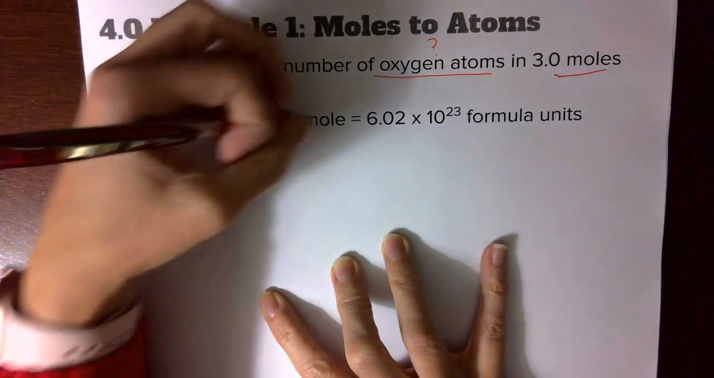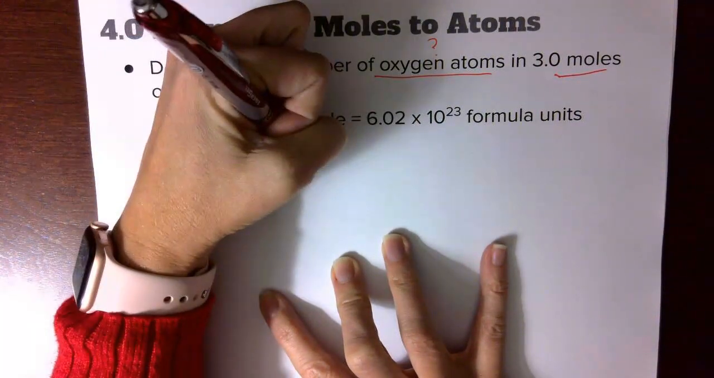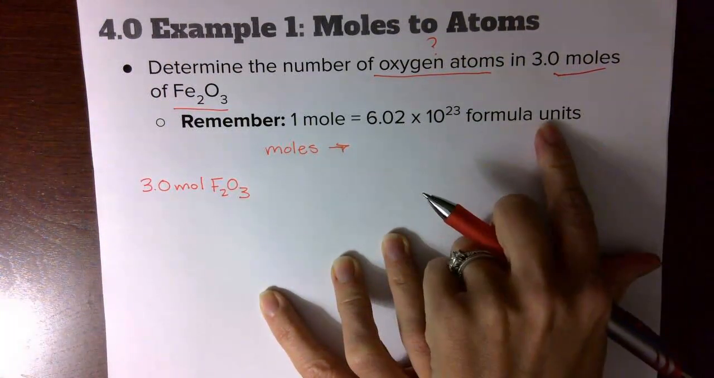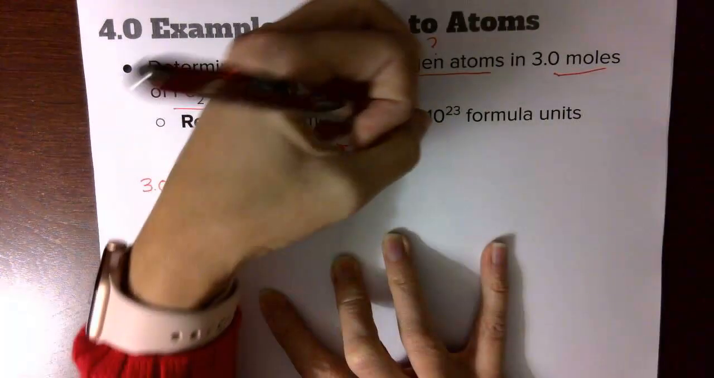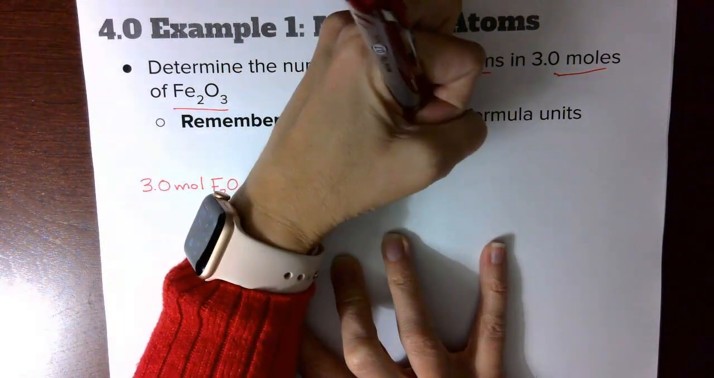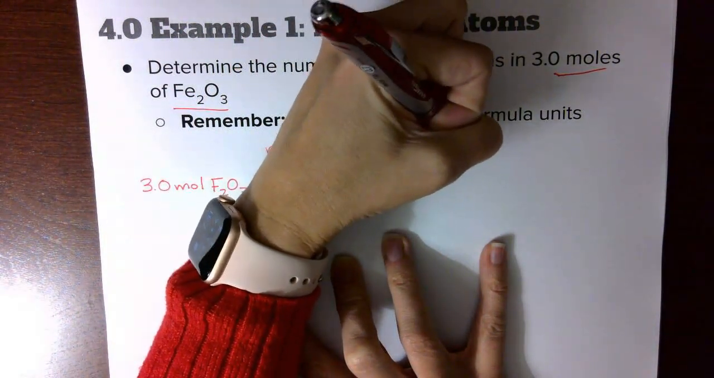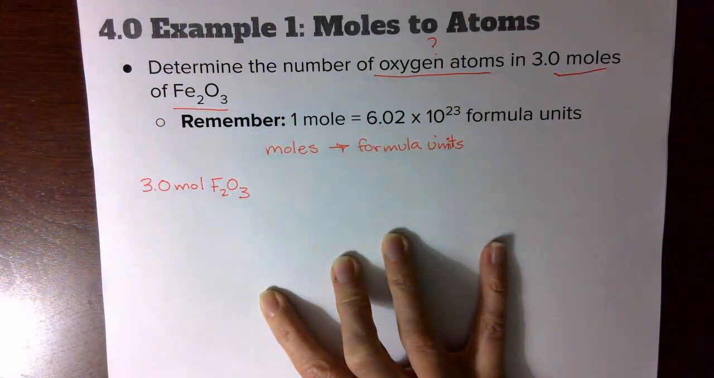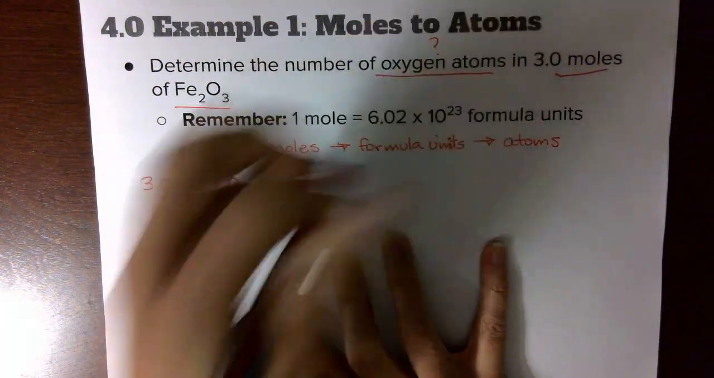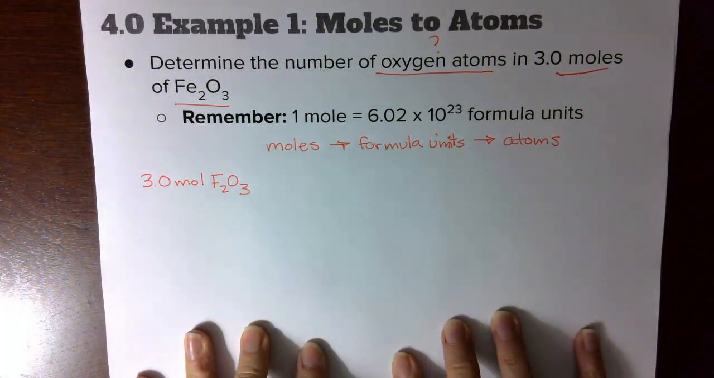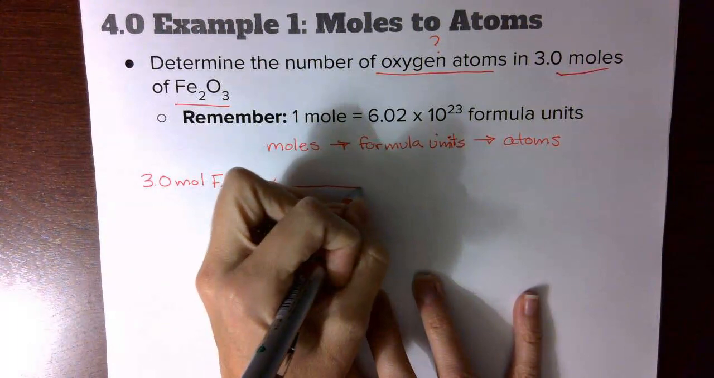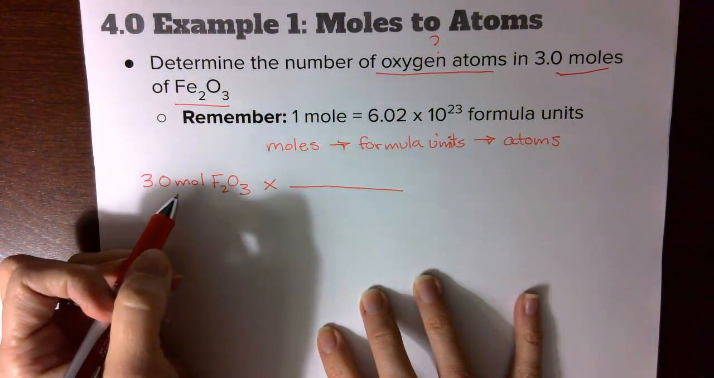So what we're going to need to do is go from moles, and then we're going to convert moles to molecules, also known as formula units if it's an ionic compound. Okay, so formula units to atoms. So it's going to be a 3-step problem, moles to formula units to atoms. The way that we're going to do this is we have our starting value, we're going to go times and a line. And so the first thing we need to do is go from moles to formula units.